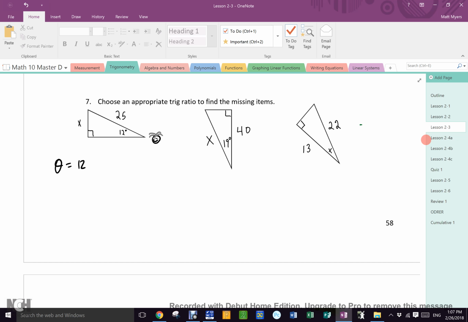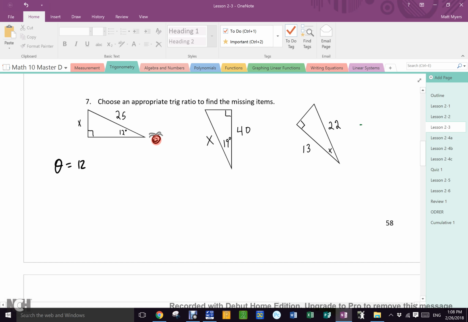Other than the name cos, sine, and tan, we follow the exact same method of solving these problems. Find the angle with which we have interest, decide what is opposite, decide what is adjacent, and decide if and when we are going to use the hypotenuse. So in this very first question here, we decided that theta was 12 degrees. That was the angle with which we had interest.